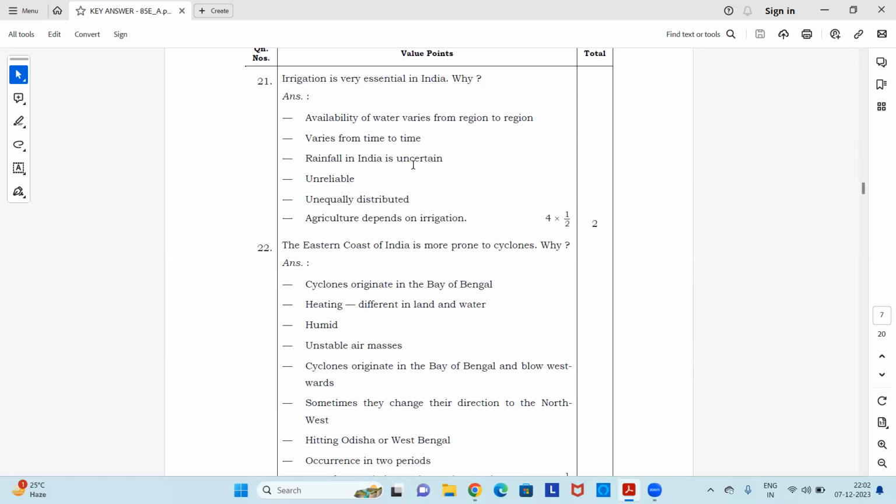Rainfall in India is uncertain, unreliable, unequally distributed. Agriculture depends on irrigation. So again, these are only the key points given. So you need to elaborate it in a sentence or two at least, and you make it a proper sentence so that you get proper marks. Okay, so these are the main key points. So it's very easy to remember this way. So you can take the help of these answers, and this is how you can prepare your other answers too.